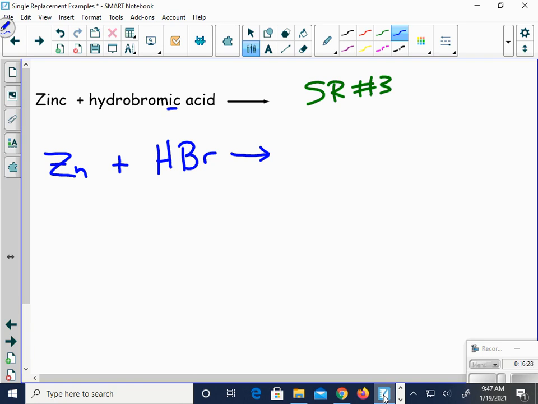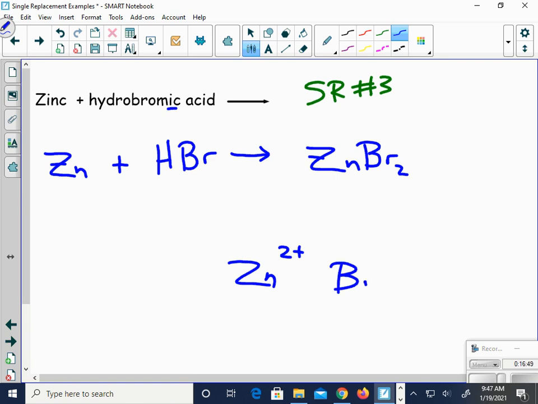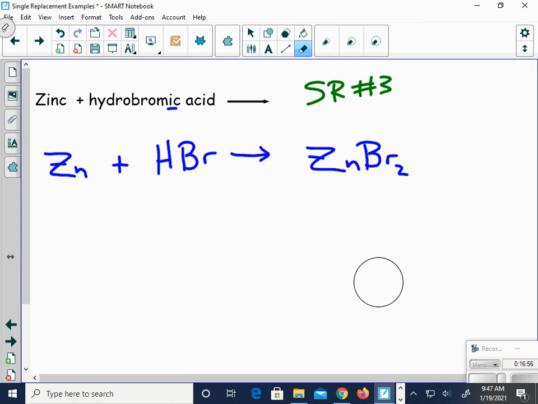Zinc's a 2+, bromine's a 1-. So that's going to give me zinc bromide. I'm going to need 2 of those bromides, because if you remember, like I just said, zinc is a 2+. Bromine is a 1-, so I need the 2 bromines. So it gives me zinc bromide, and it's also going to give me hydrogen gas.